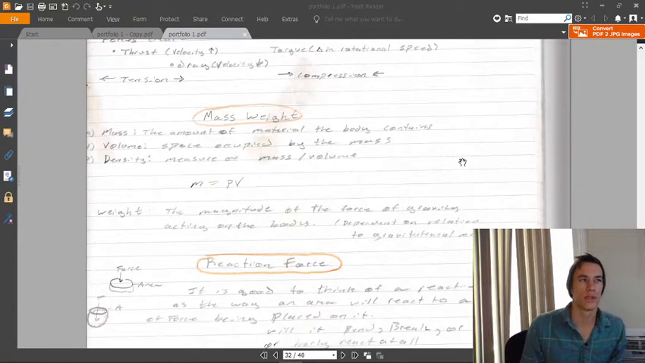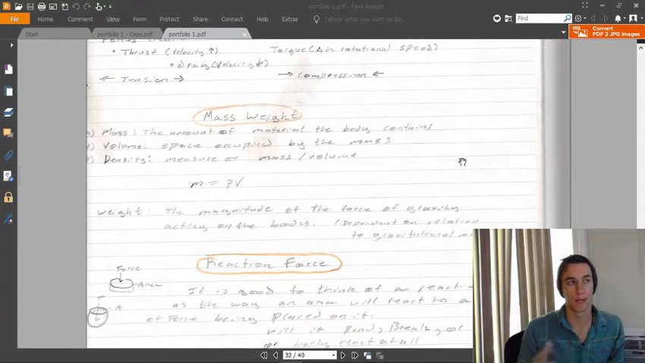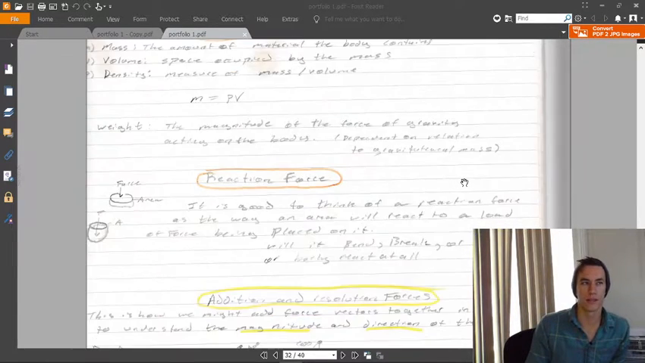The mass weight is like mass times density; mass equals density times volume. Density being the measure of the mass within the volume, mass over volume, and volume is the space occupied by the mass. Mass is the amount of material the body contains.